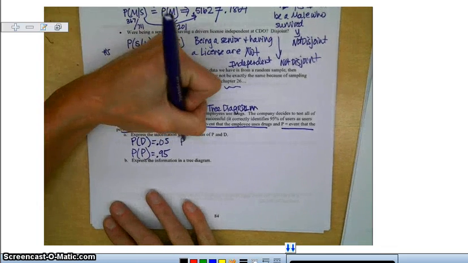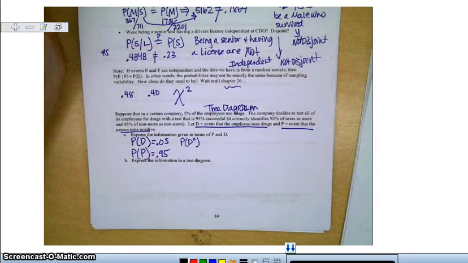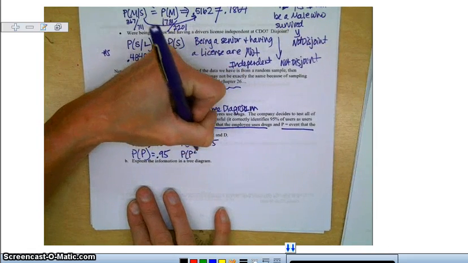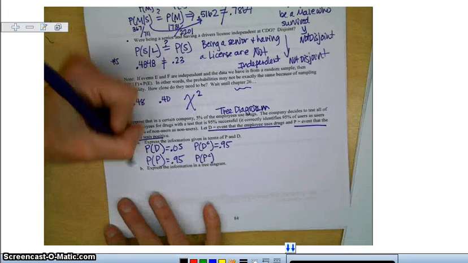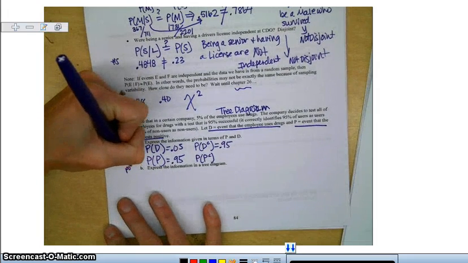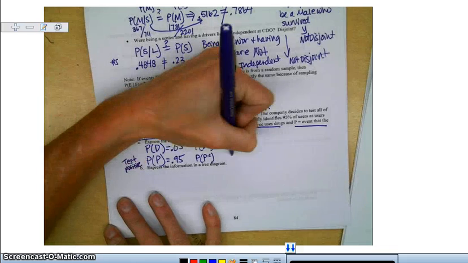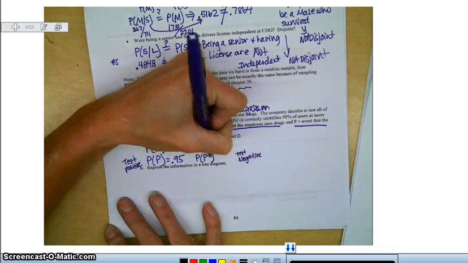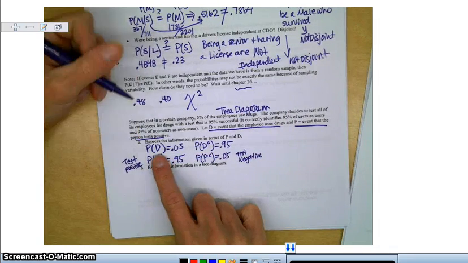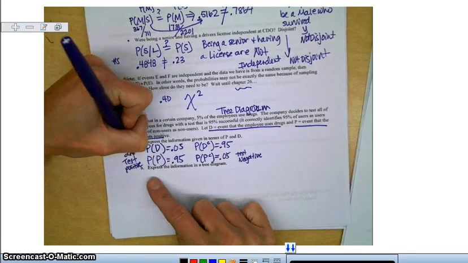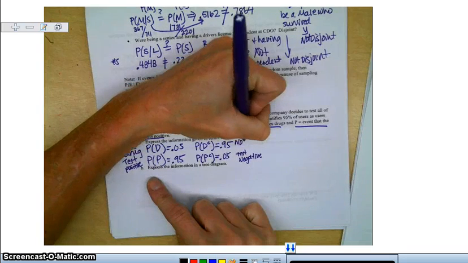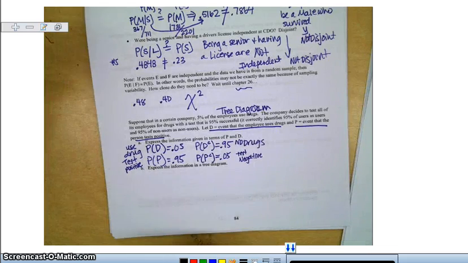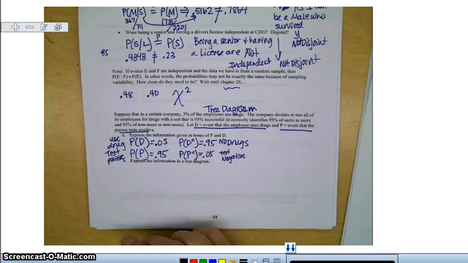So now let's look at the probability of D complement, which would mean not using drugs, so that probability would be 0.95. And the probability of P complement, which would mean testing negative, is 0.05. P means test positive, and P complement means test negative. D means they use drugs, and D complement means no drugs. But to simplify things, instead of having to write the words, we're going to use P and D complement and P complement. So we want to express this in a tree diagram.